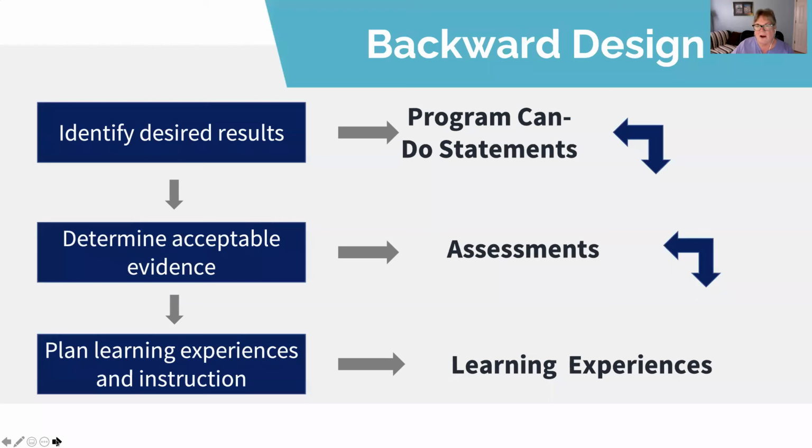We know that we are in a curriculum development process where we think backwards. We plan with the end in mind. So we are identifying the desired results in stage 1, and that's where you pick the performance indicator and the program can-do statements. In stage 2, we're determining that acceptable evidence. What will those performance assessment tasks ask our learners to do? How will they prove that they've met the expectations of the program can-do statements?